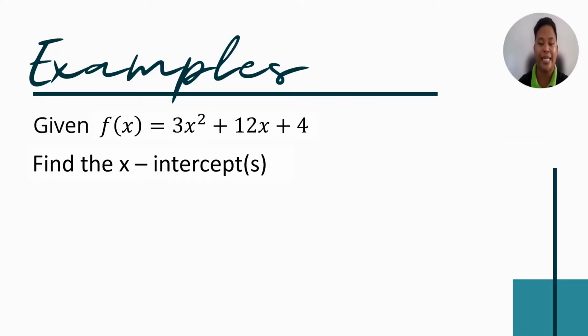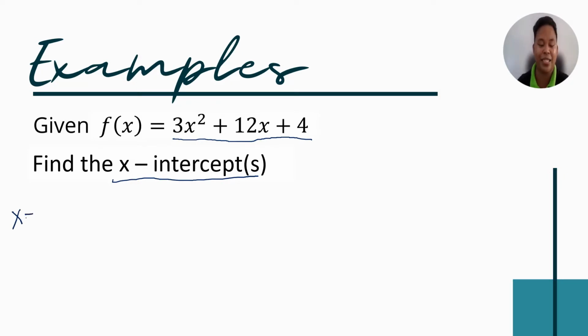We're going to find the x-intercepts of the given function f of x is equal to 3x squared plus 12x plus 4. You can do the factoring method or any way on how you're going to find the x-intercepts or the zeros of the given function. But I will show you the quadratic formula, and how we're going to find the x-intercept.